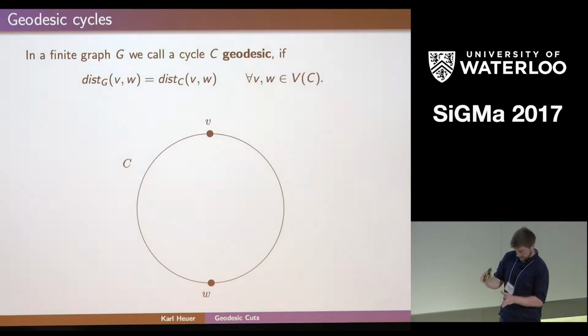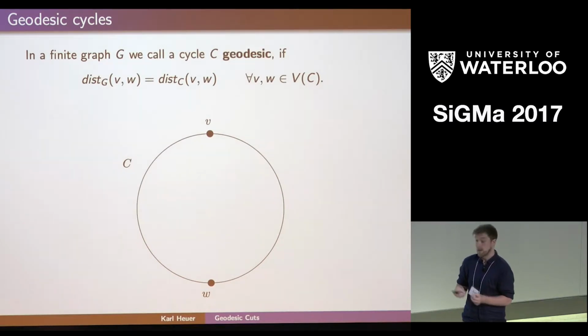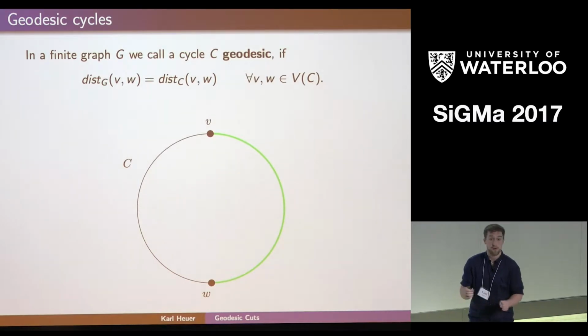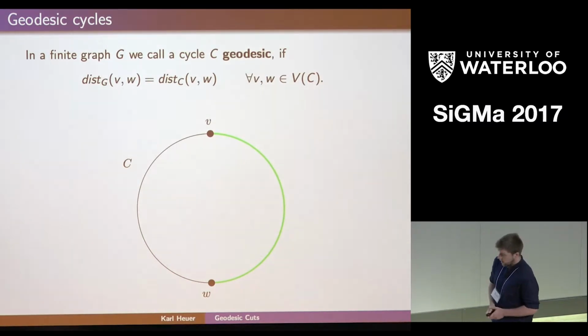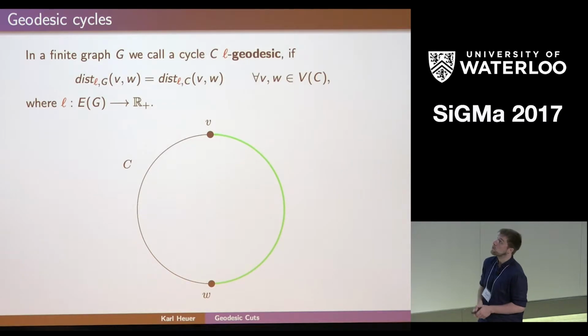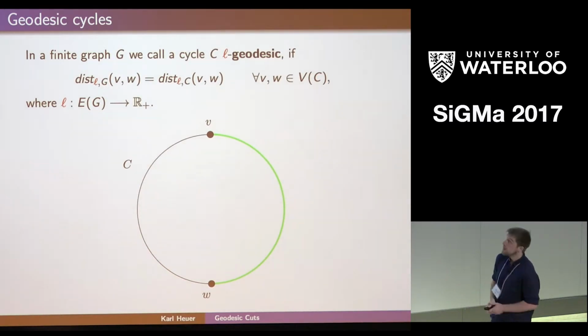Well, it's just a finite cycle where for every two vertices on your cycle, the shortest distance between these two vertices in the whole graph is already attained on the cycle, meaning that one of the two arcs connecting them on the cycle is already a shortest path between them in the whole graph. Okay, let's be a bit more general and give each edge a length, a positive real number, and now we could also calculate distances with respect to this length function and get a notion of geodesicity depending on this function as well, just as before.